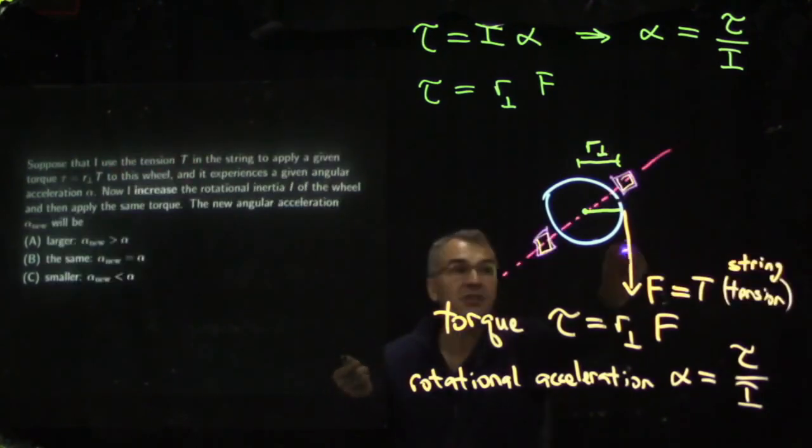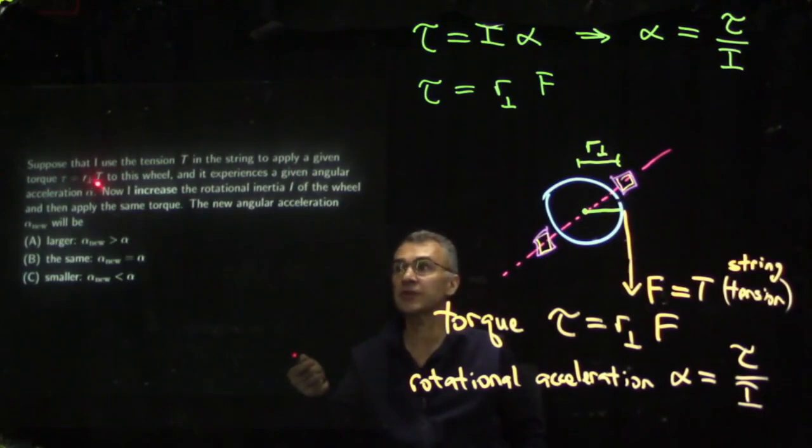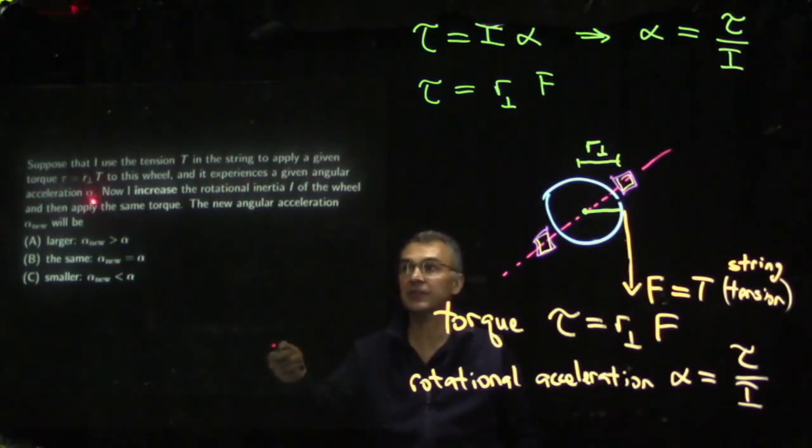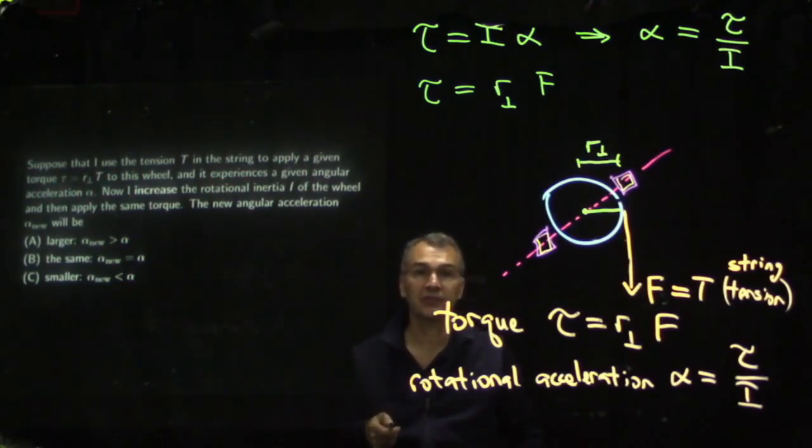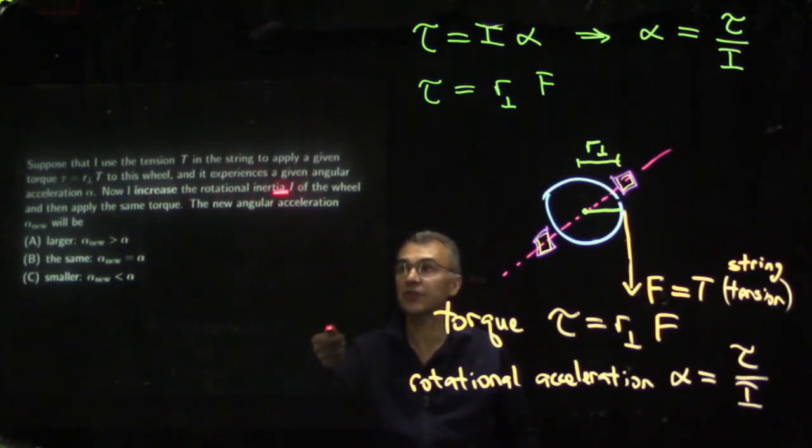Suppose I use the tension T in a string to apply a given torque, which is r perp times T, to this wheel, and the wheel then experiences a given angular acceleration alpha, also known as a rotational acceleration alpha. Now I increase the rotational inertia of the wheel. How am I going to do that?